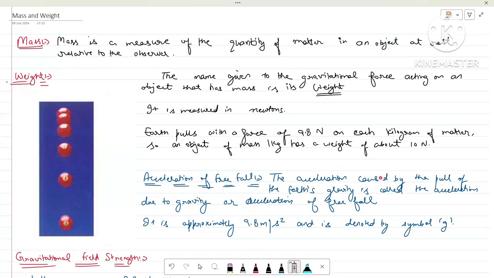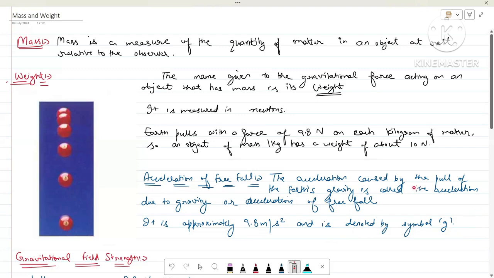Acceleration caused by the pull of the earth's gravity is called acceleration due to gravity, or acceleration of free fall. It is approximately 9.8 meters per second squared near the surface of the earth. As you go upwards or into depth, the value will change and decrease, but near the surface it is 9.8 meters per second squared, and it is denoted by the symbol g.